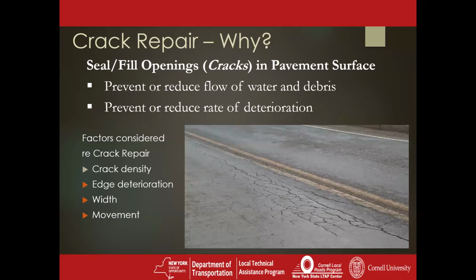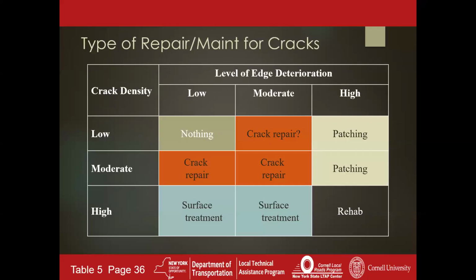Your repair is going to be based on your crack density, your edge deterioration, your width, and your movement. There's a nice table in the workbook, page 36, Table 5, and it points out that in terms of crack repairs, you've got some choices. When you've got low density, low severity cracking, you're still in the do-nothing category. If you're high density, high level of deterioration, you're in the rehab category. And then you've got crack sealing, patching, and surface treatment.